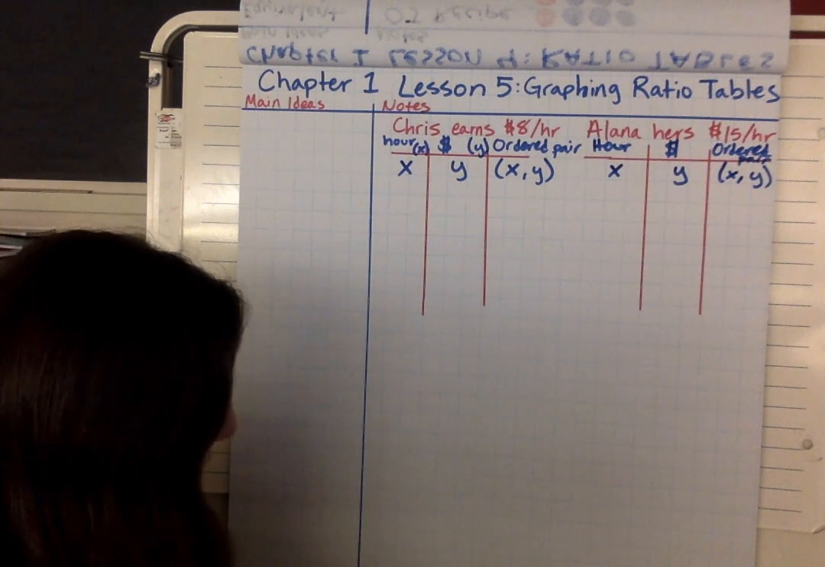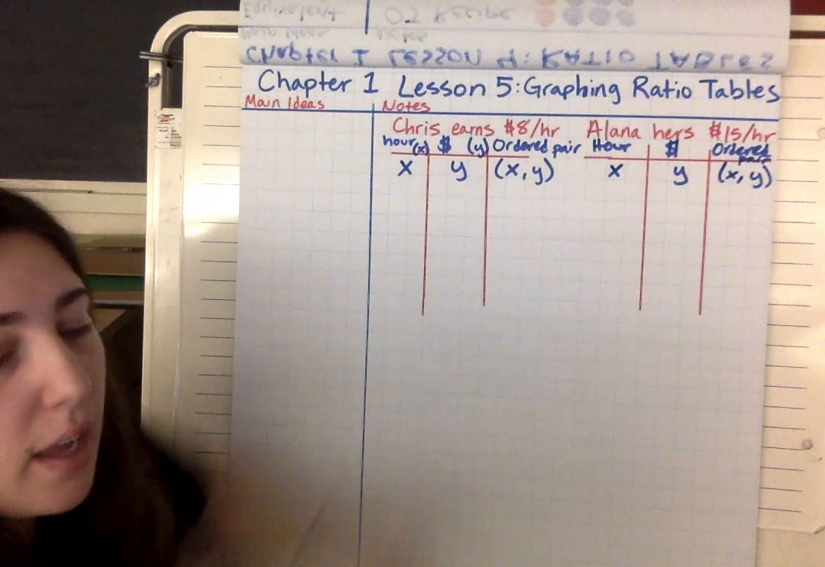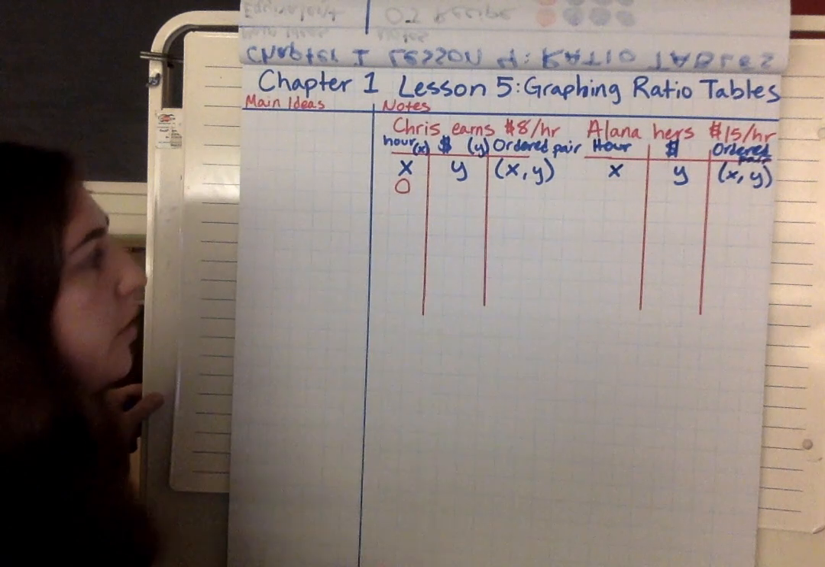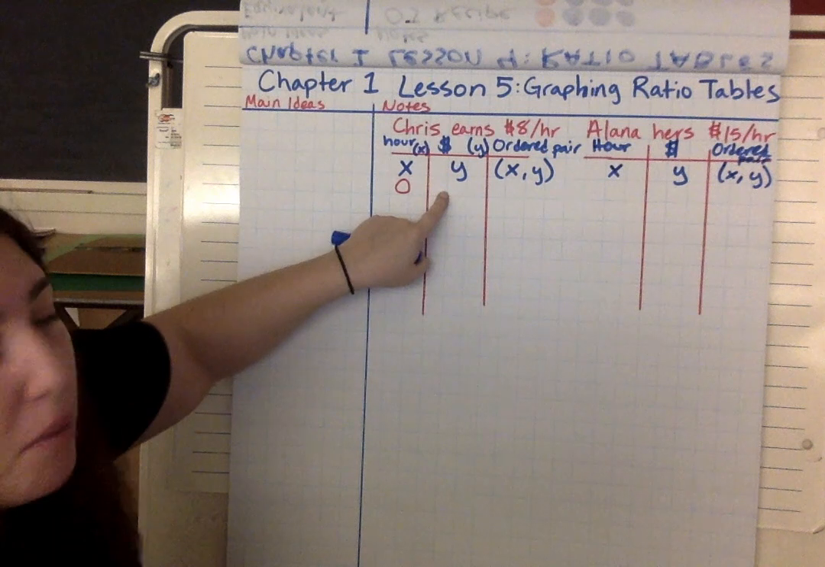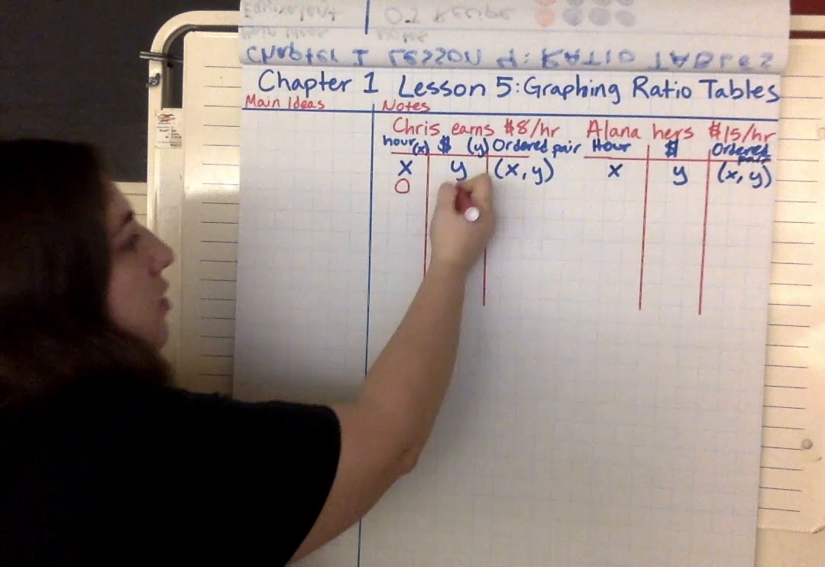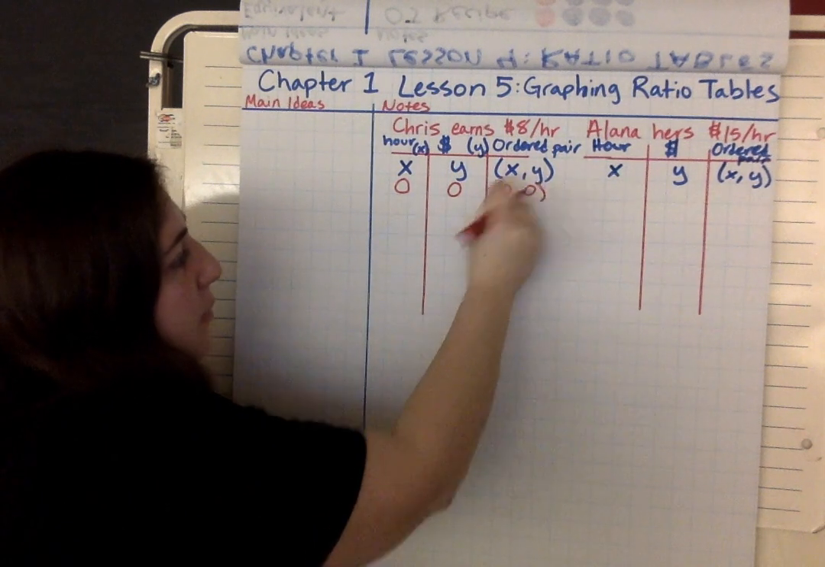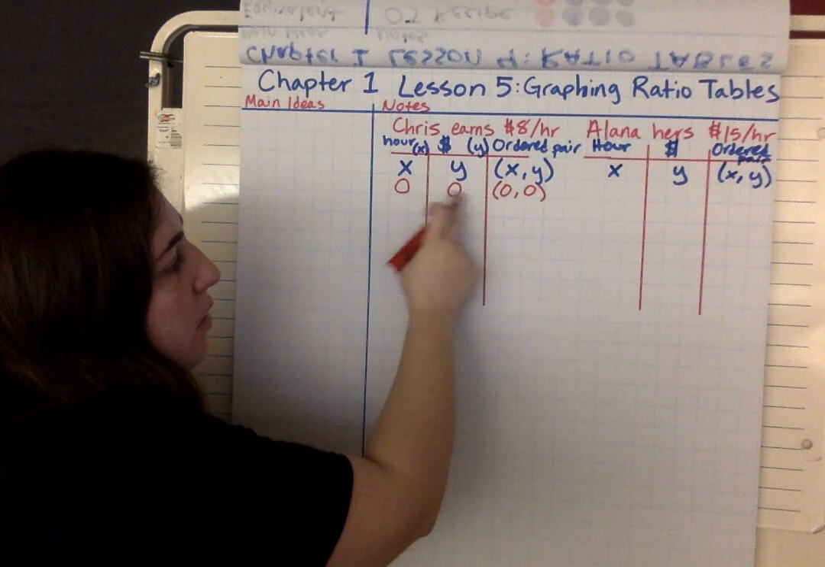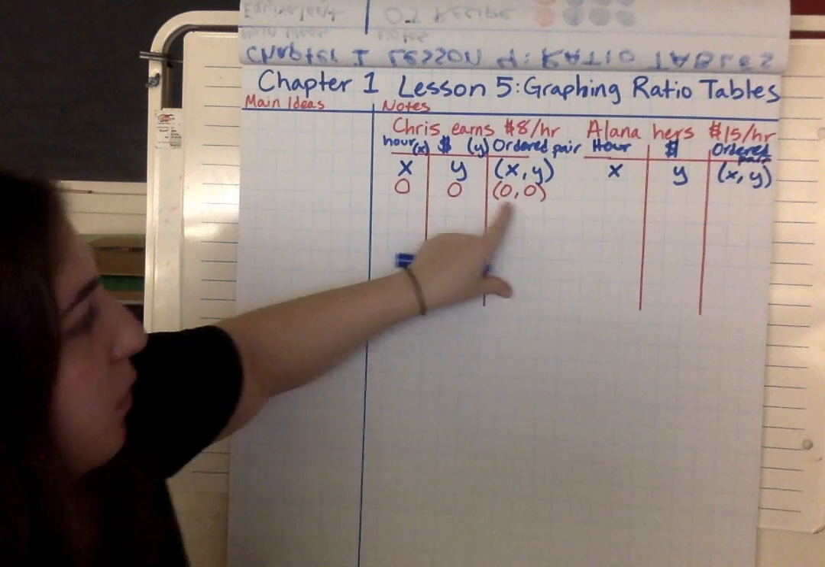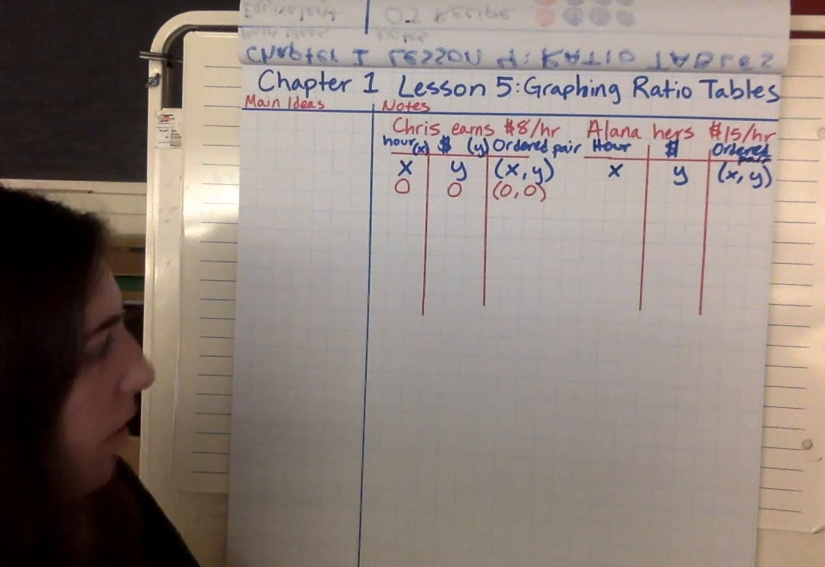So I know that Chris earns $8 per hour. If he worked 0 hours, for example, he would probably make no money. He didn't work, so he's not going to make any money. So my ordered pair is going to be X first, then Y, so (0, 0). Also, if you remember, this is our origin. (0, 0) is where the origin is on the coordinate plane.